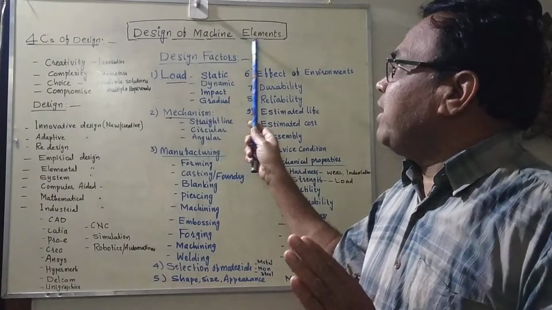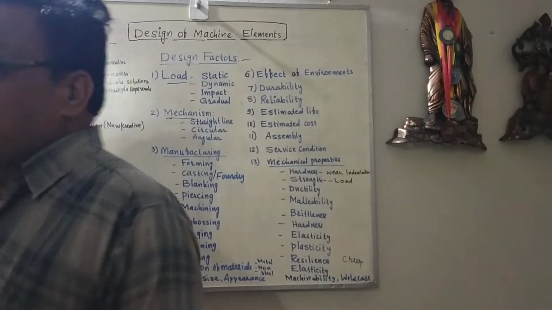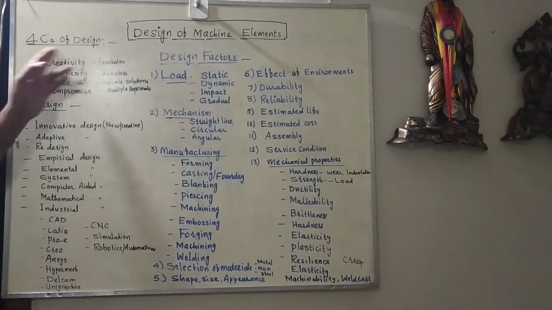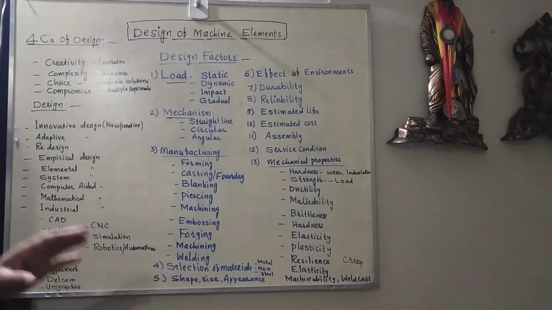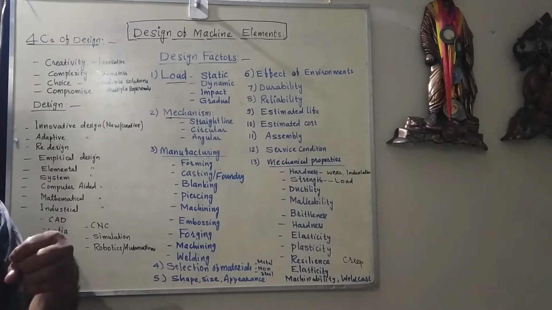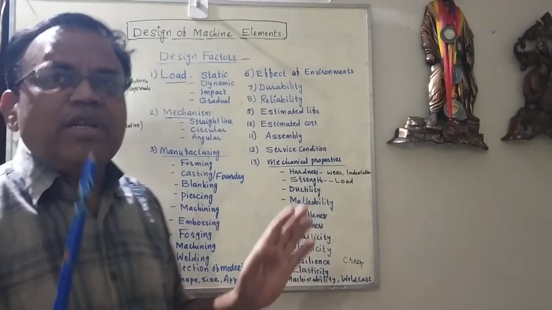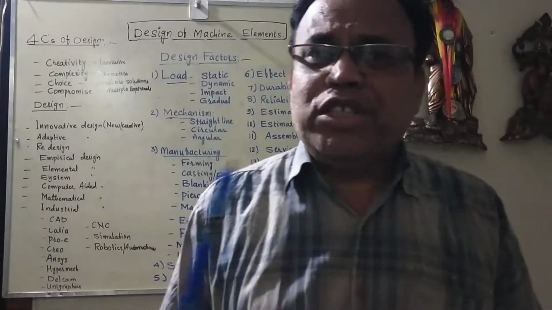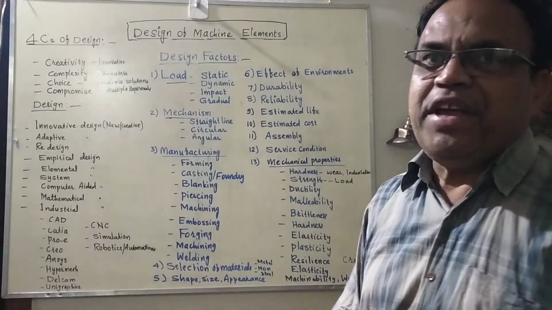Understood what the design of machine elements is? Now, before that, I want to tell you that design is based on 4C. What are the 4C of design? Creativity: creating new ideas, new information, innovative methods that never existed in the world before. That is called creativity, new ideas.